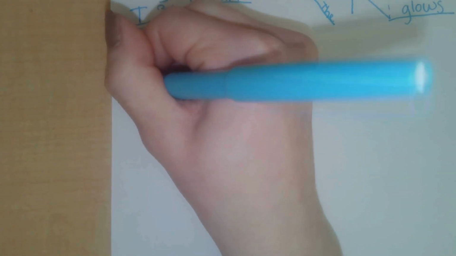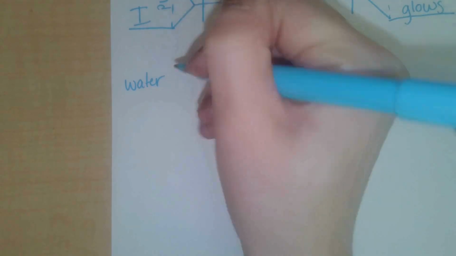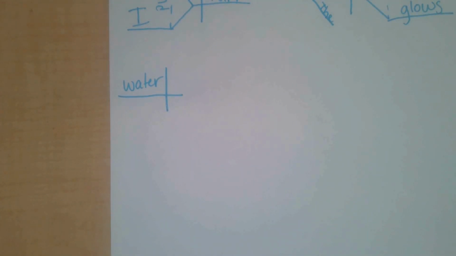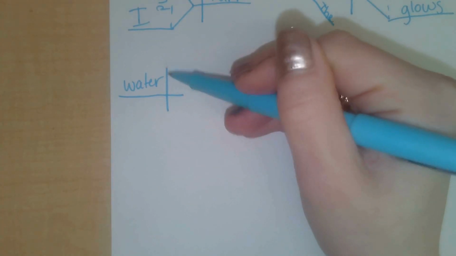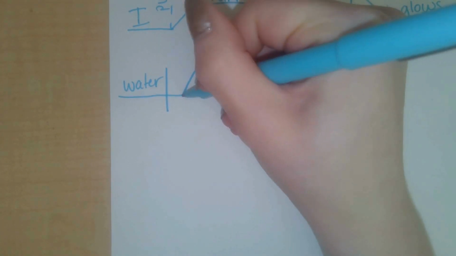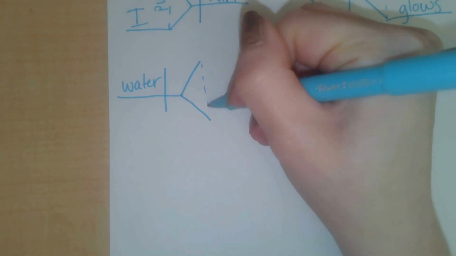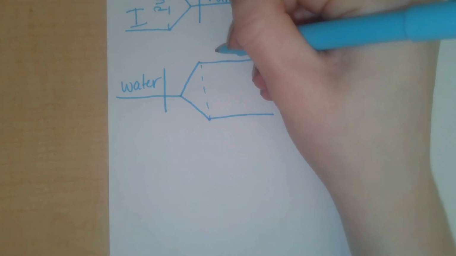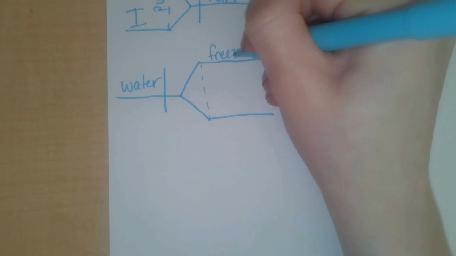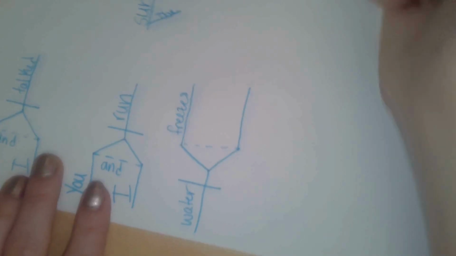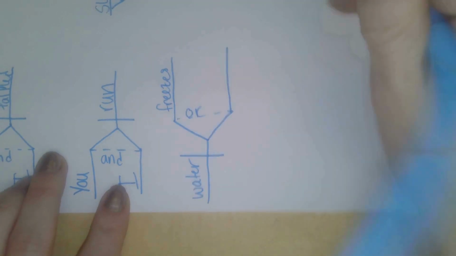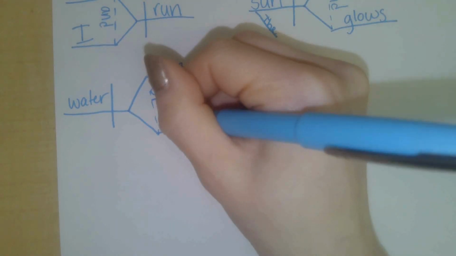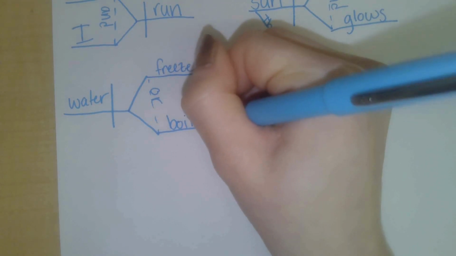The next one, water freezes or boils. Water is our subject. It's the thing that's doing stuff. It's the main noun. In fact, it's the only noun in this sentence. We do our horizontal line and our vertical line, and then we have to split our horizontal line into two. Freezes is our first verb. We have our conjunction or, and then boils is our second verb.